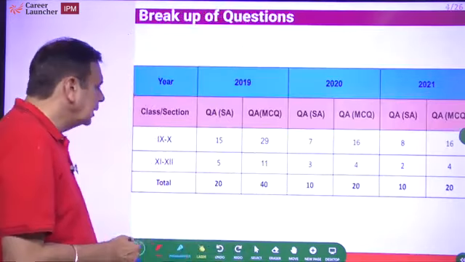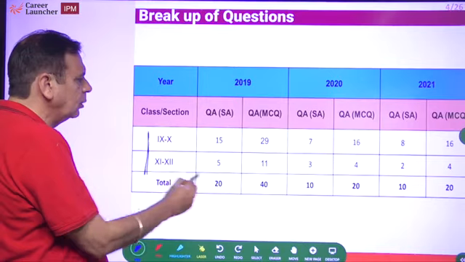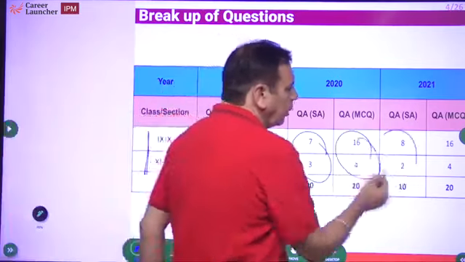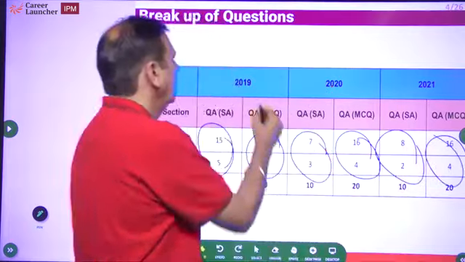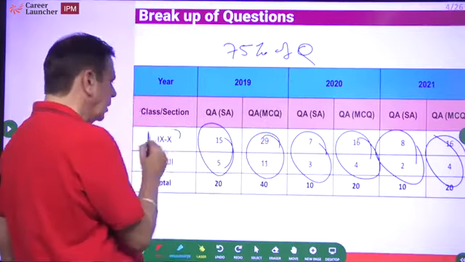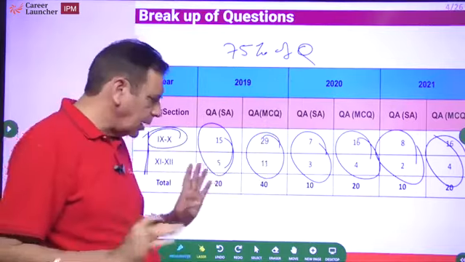Okay, and just to remind you, please look at the split between the class 11th, 12th and 9th, 10th. You will find about 75% of the questions, 3/4 of questions, are from class 9th, 10th. यही याद रखना है. ठीक है.